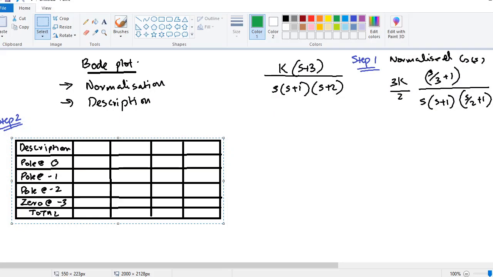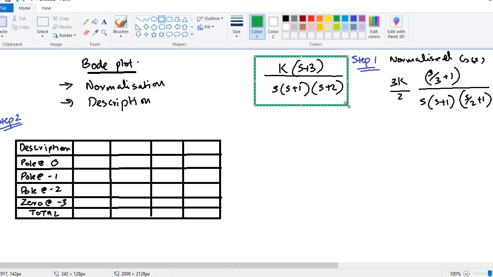Okay, morning guys. Let's continue with where we stopped off in our last class regarding the Bode plot. So, if you do a small recap, this was the example that we were working with, and we did two steps. The first one was the normalization. Then secondly, how to complete the description. So, that's the two parts that we've done, right?